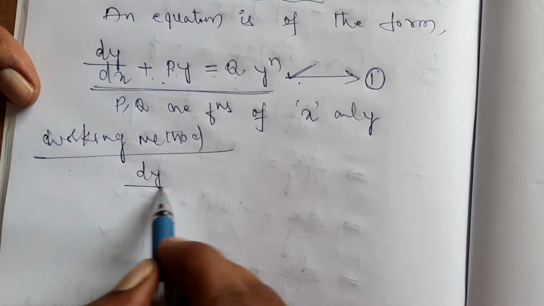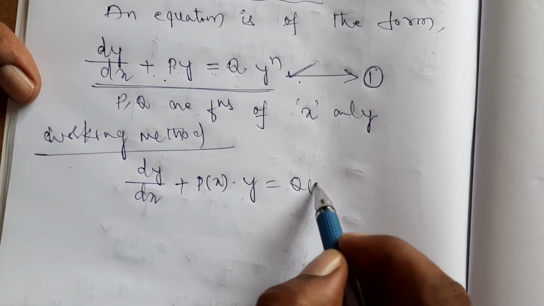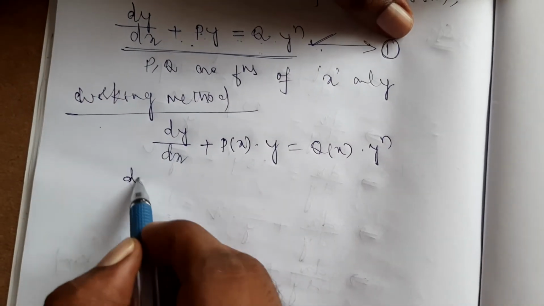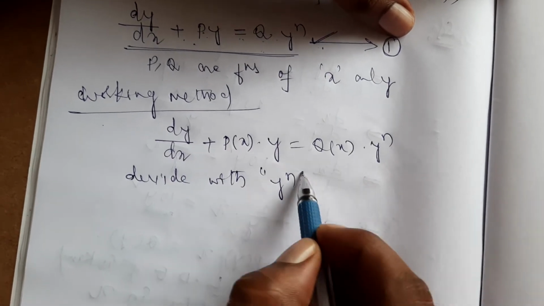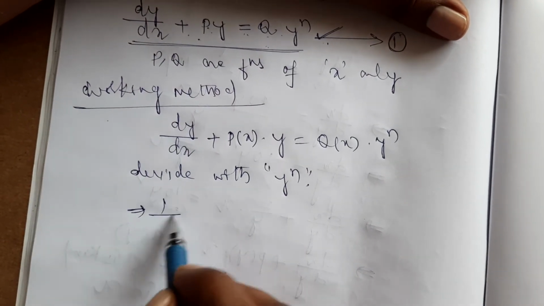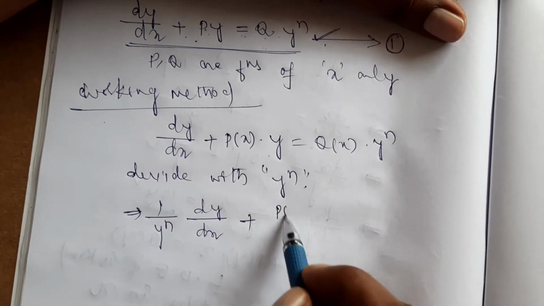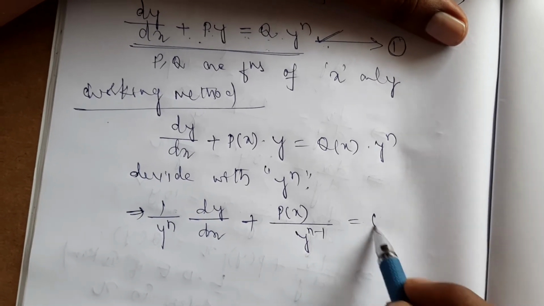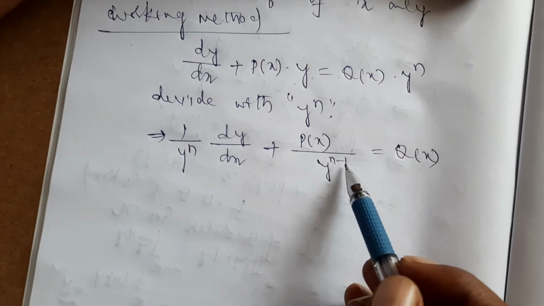So the given differential equation is dy by dx plus p of x into y is equal to q of x into y power n. Now divide the entire equation with y power n. If I divide with y power n, then what can I get? Tell me. 1 by y power n dy by dx plus p of x by y power n minus 1 is equal to q of x. Here y by y power n, so I get y power n minus 1.